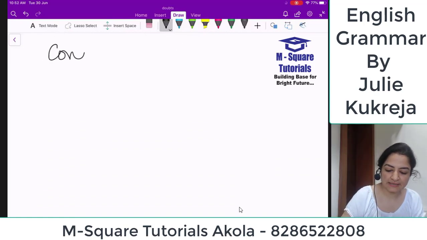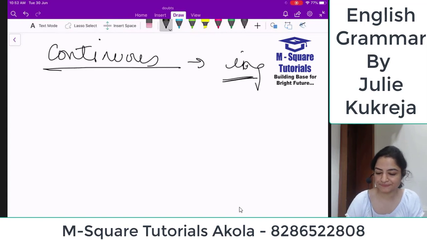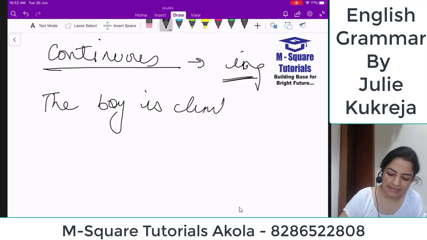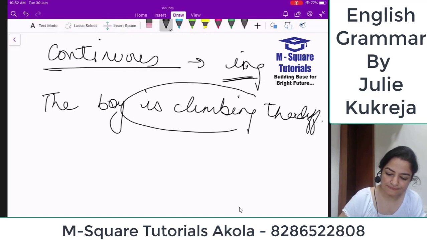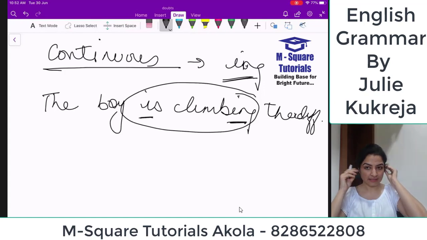Now we will see continuous. Whenever continuous comes in your mind, the bell of ing should strike. For example, the boy is climbing the cliff. As we can see, this is climbing. This is present continuous because ing is there and is there. Is denotes present tense and ing denotes continuous. So the boy is climbing the cliff.